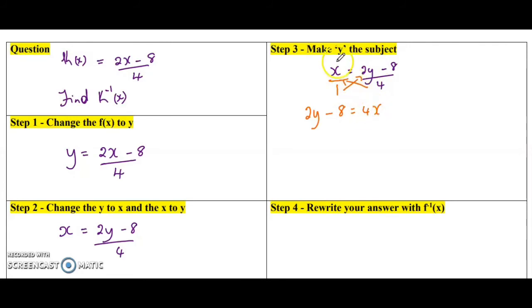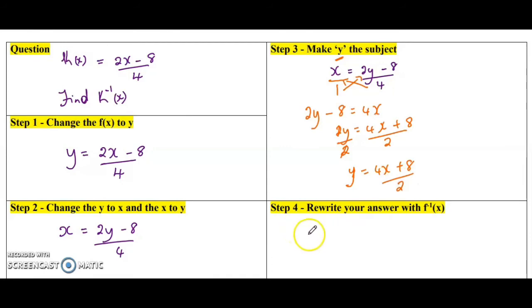Still keeping in mind, I need to make y the subject. So now I have 2y is equal to 4x positive 8. There's a 2 beside the y, so I'm going to divide by 2 on both sides. Whatever you do on one side, you do on the next. Cancel, cancel. So now I have y is equal to 4x plus 8 divided by 2.